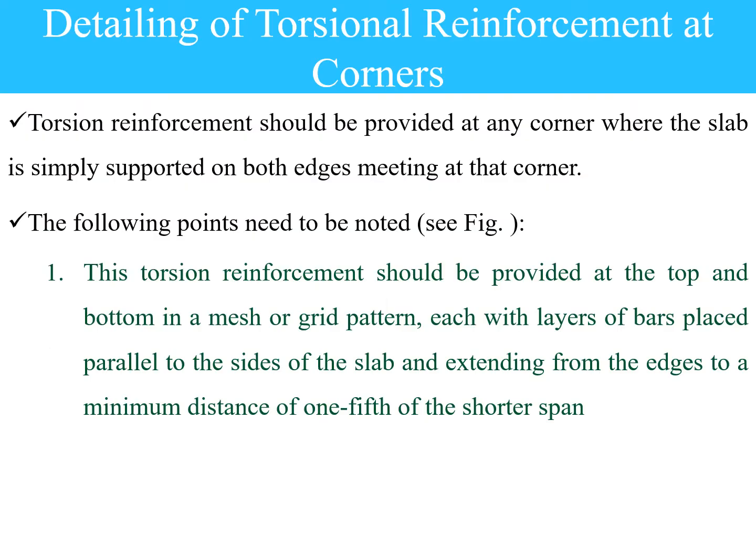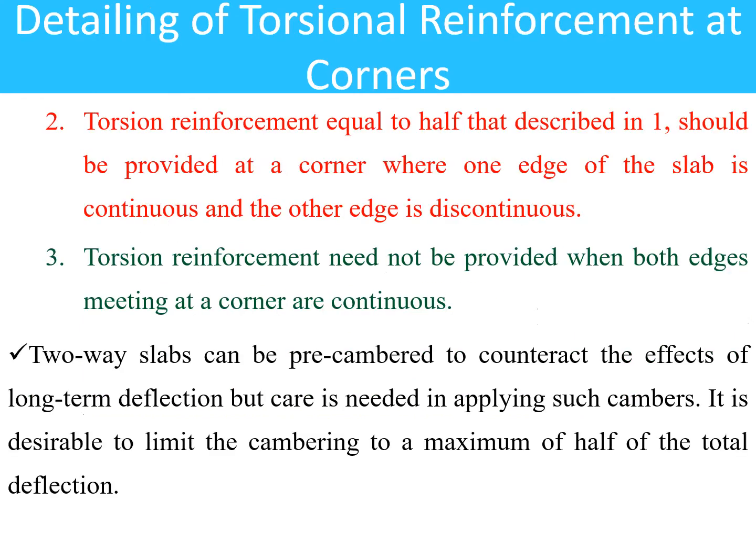Detail of torsional reinforcement at the corners. Torsional reinforcement should be provided at the corners where the slab is simply supported on both edges meeting at the corner. The following points should be noted. This torsional reinforcement should be provided at the top and bottom in mesh or grid patterns, each layer of bars placed parallel to the sides of the slab, extending from the edge to a minimum distance of one-fifth of the shorter span. That is, L by 5 of the span should be the extent of the torsional reinforcement.